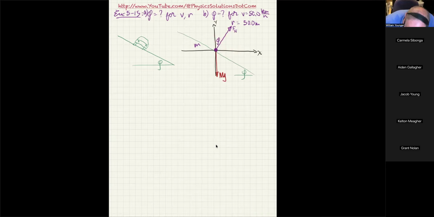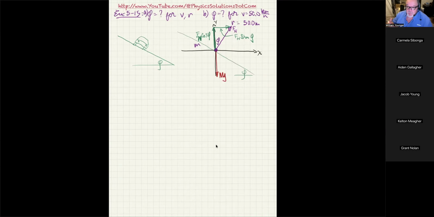Now I can break that up into a vertical positive component, which is Fn cosine phi. So that's the normal force times the cosine of phi. And then I'm going to have a positive x component as well, and that one's Fn sine phi, like that.